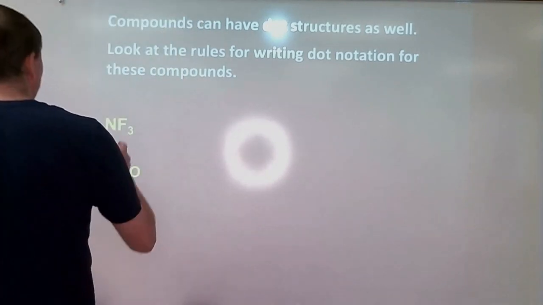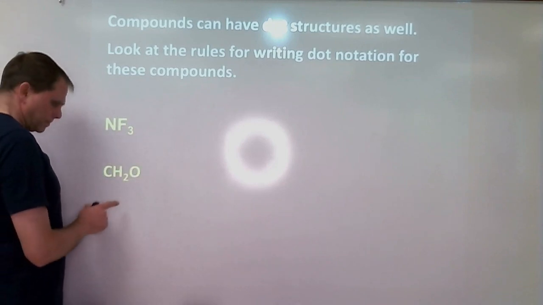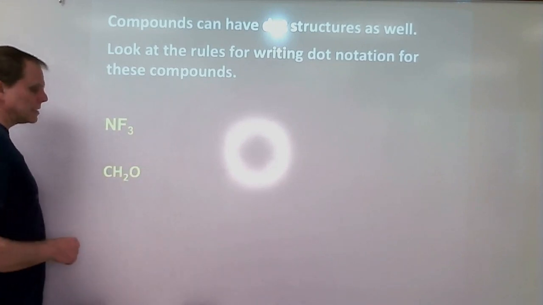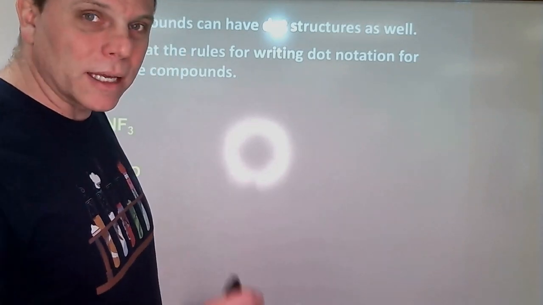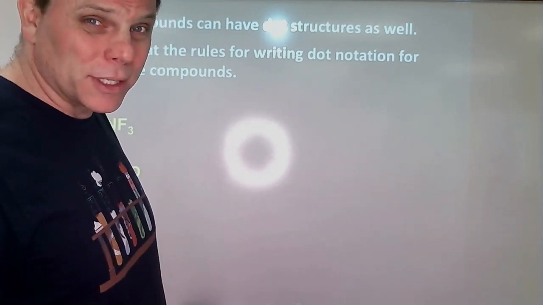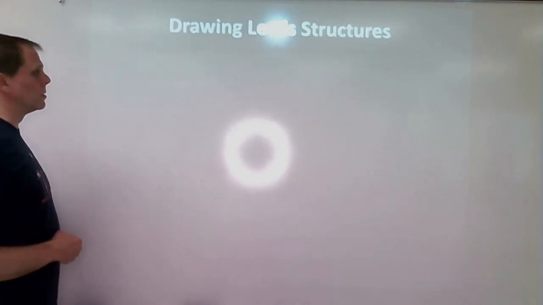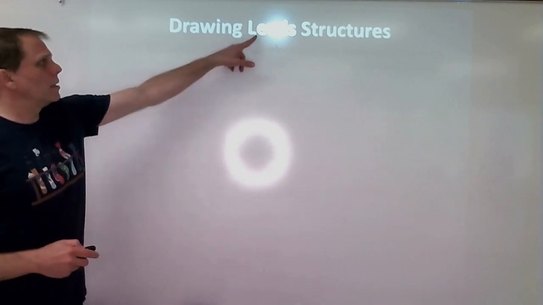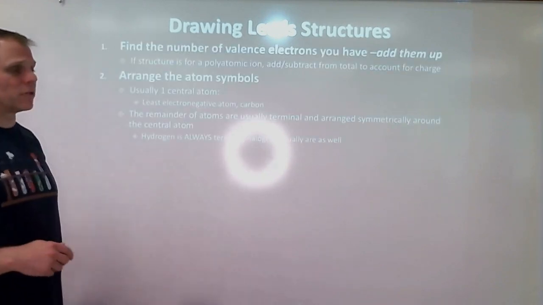Here we go. Now we're going to look at how to do NF3, nitrogen trifluoride. And then we've got this CH2O, which is a particular type of compound that actually has some double bonds in it. And I want you to see what it looks like with double bonds, okay? So what are the rules for drawing Lewis structures? Rule number 1, find the number of valence electrons you have.